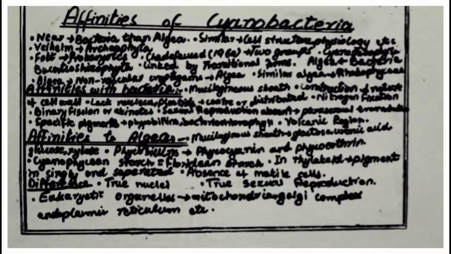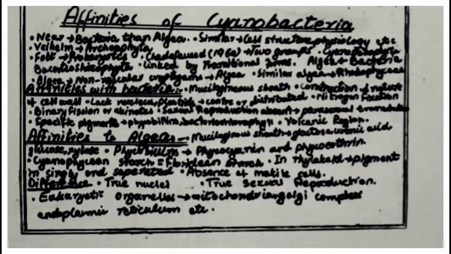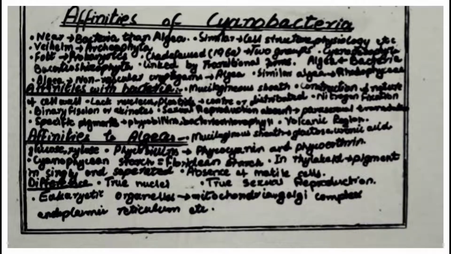Okay, first of all they were considered most near to the bacteria because they have many characteristics like prokaryotic characteristics, prokaryotic cell structure, its reproduction, its physiological role. So these things make it similar to the bacteria. So it has been classified by Wilhelm and by Ford. They have classified them in different classes.